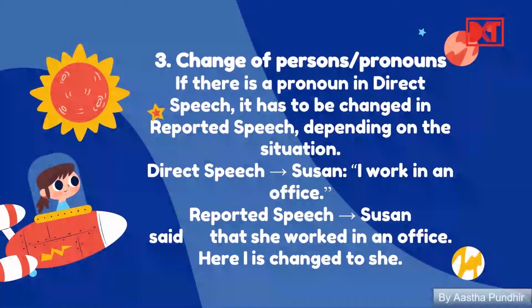All right, so the next rule talks about the change of pronouns, change of persons or pronouns. Now if there is a pronoun in direct speech, it possibly has to be changed in reported speech depending on the situation. For example, in direct speech, Susan says her exact words are, I work in an office. But in reported speech, Susan said that she worked in an office. Here I is changed to she because now we're talking in third person. So I changed to she. This step talks about change of persons or pronouns. For example, if there is a male, you'll change it to he, they to them, that's how it is going to work. All right.